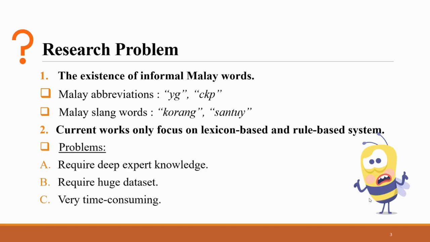The second problem is that current work only focuses on lexicon-based and rule-based systems. For instance, some researchers construct lexicons and use them together with grammar rules or balance shifter rules to classify mixed language text. However, this work requires deep expert knowledge to identify all the balance shifter words and build the lexicons. Besides, it is very time consuming and requires a huge dataset to perform testing and analysis.